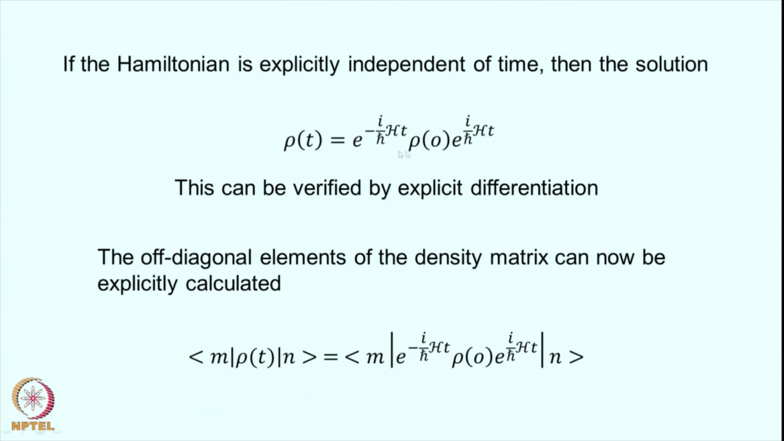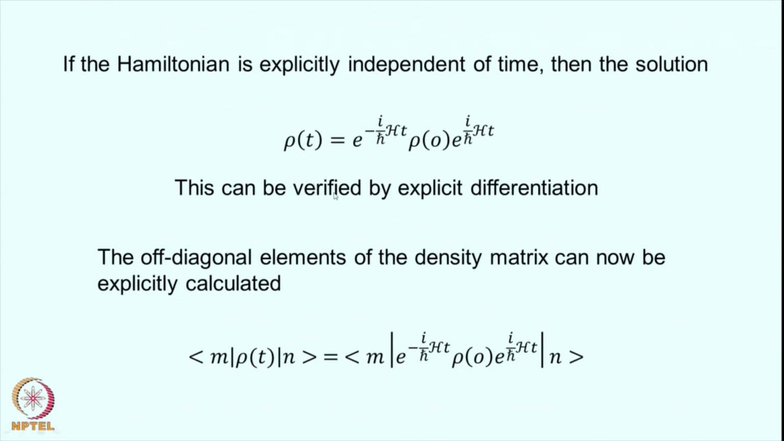This can be easily verified by explicit differentiation. ρ(0) is independent of time; these two exponential factors are the things which actually depend on time. Therefore you can differentiate it and reorganize the elements, and you will find that it satisfies the von Neumann equation.